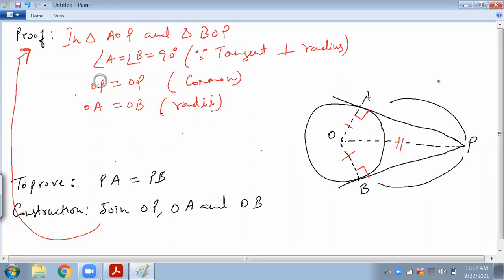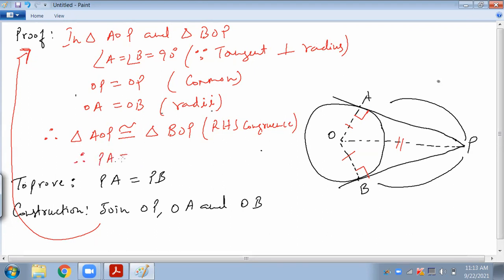So what are you getting? One angle 90, hypotenuse equal, and one side equal. So right angle, hypotenuse, side. So triangle AOP is congruent to triangle BOP by what congruency? RHS congruency. And since they are congruent, therefore PA equal to PB by CPCT. And what does CPCT mean? Corresponding parts of congruent triangles. We have done this in class 9.